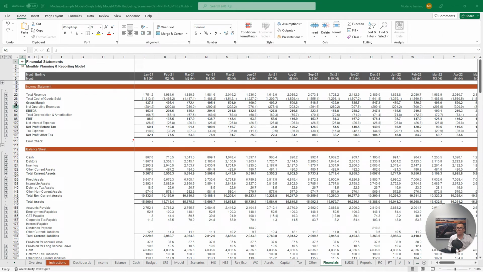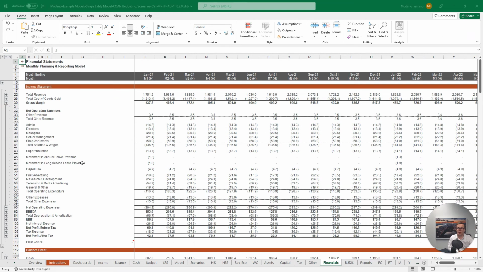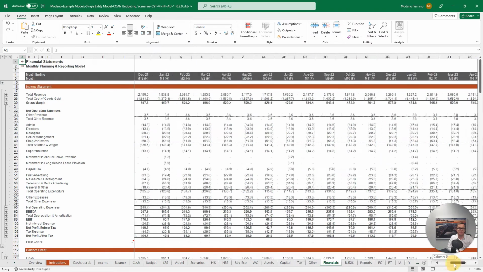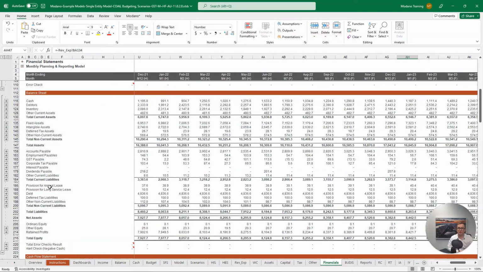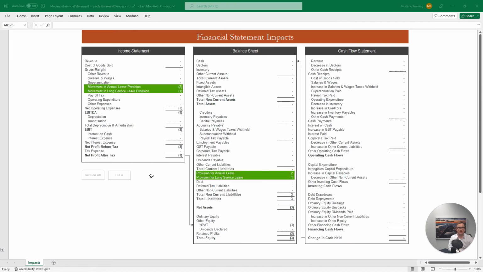If we expand our net operating expenses collapsed rows and locate our movement in long service leave provision and scroll across our time series until we get to Jan 23, we can then see our 0.4 in the movement of our provision for long service leave hitting our income statement. Then if we scroll down to locate our balance sheet, if we locate our provision for long service leave within the non-current liability section of the balance sheet, we can see our balance increasing from 12.5 in December 22 to 12.9 in January 2023.